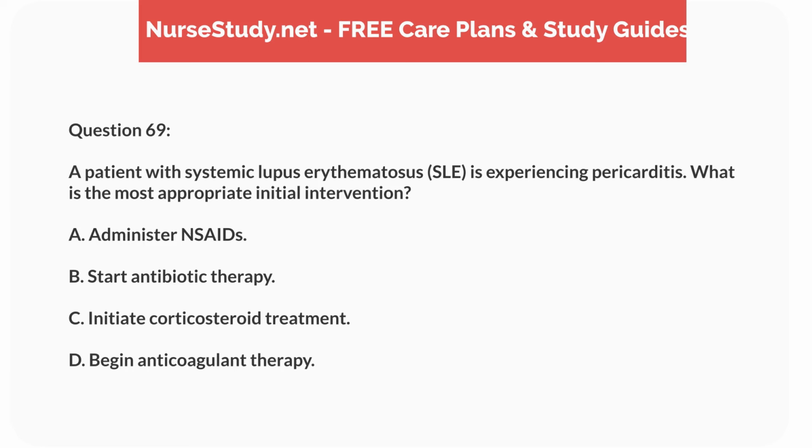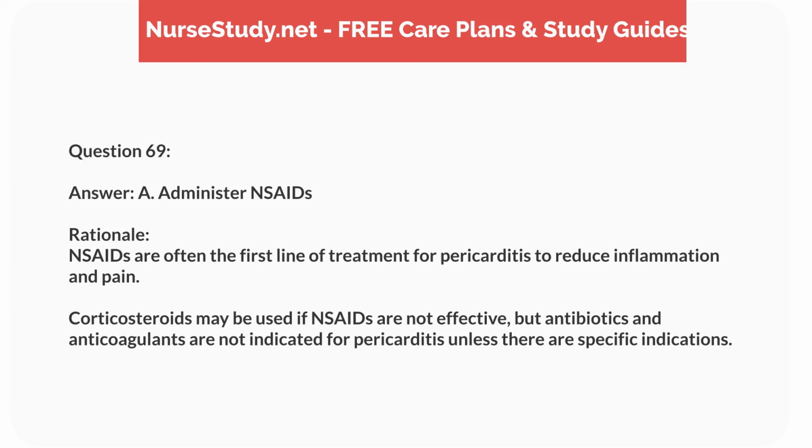Question 69. A patient with systemic lupus erythematosus, SLE, is experiencing pericarditis. What is the most appropriate initial intervention? A. Administer NSAIDs. B. Start antibiotic therapy. C. Initiate corticosteroid treatment. D. Begin anticoagulant therapy. Answer: A.